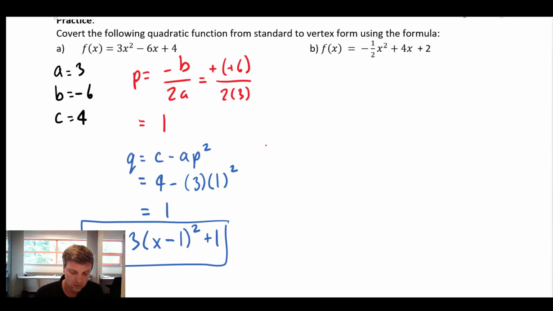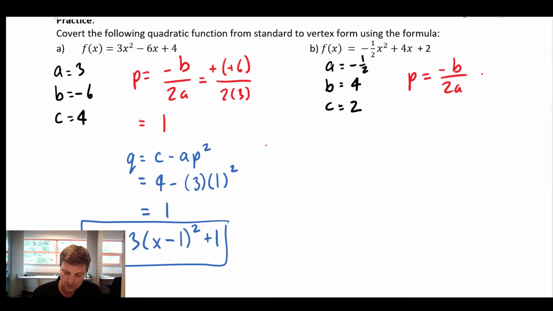All right, let's do another one here. I'll do my A, B, and C. So A is going to be negative 1/2, B is 4, and C is 2. So solving for P is equal to negative B over 2A, which is going to be equal to negative 4 divided by 2 times A, which is negative 1/2. This negative cancels out with that negative. 2 times a half is just 1, and 4 divided by 1 is just going to be 4.